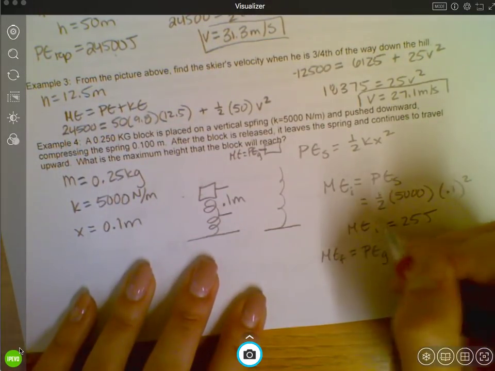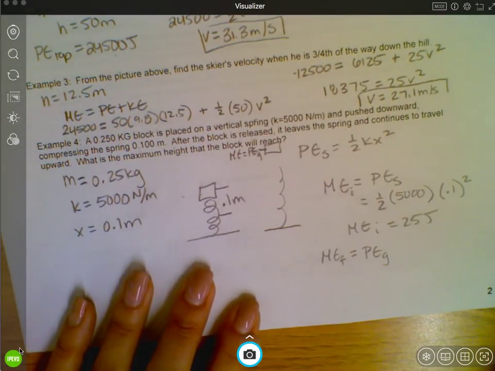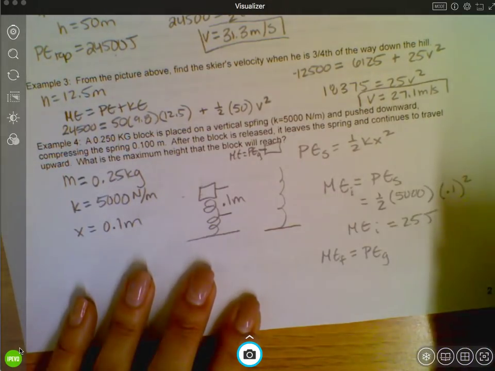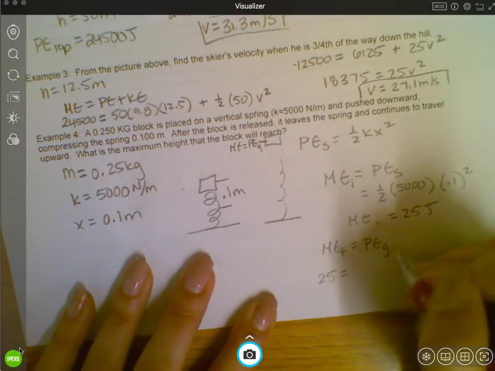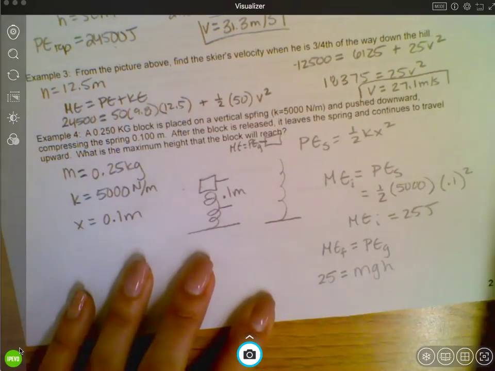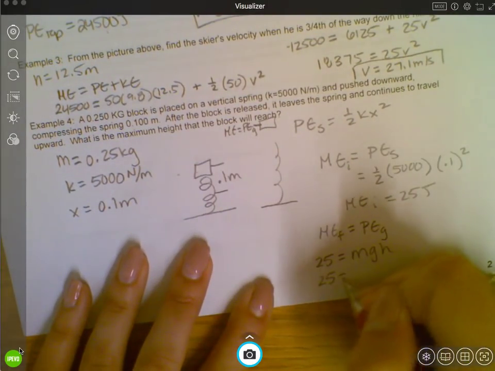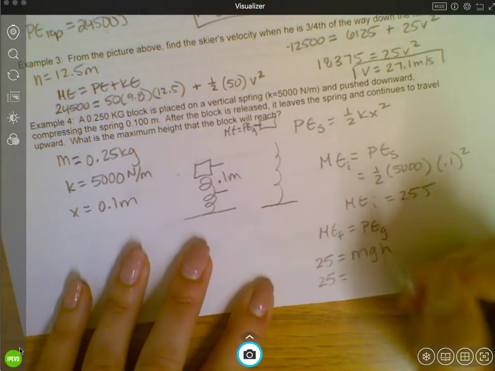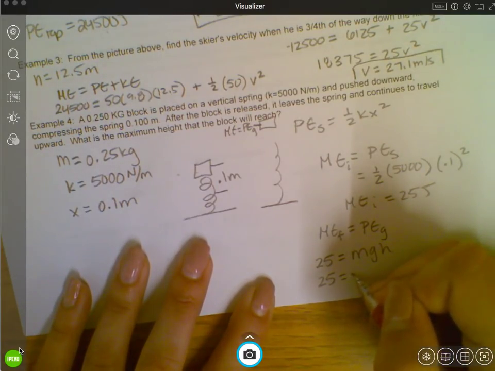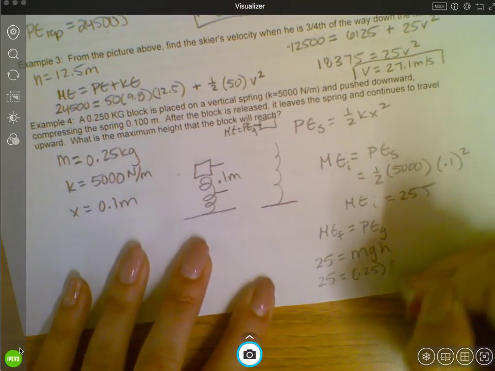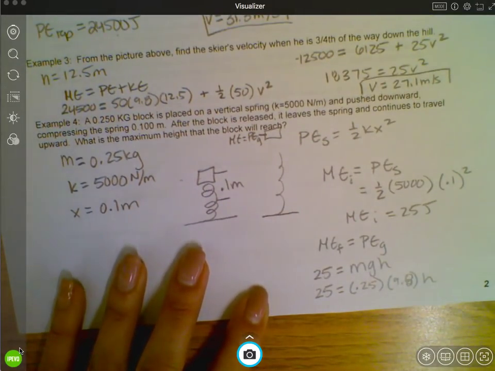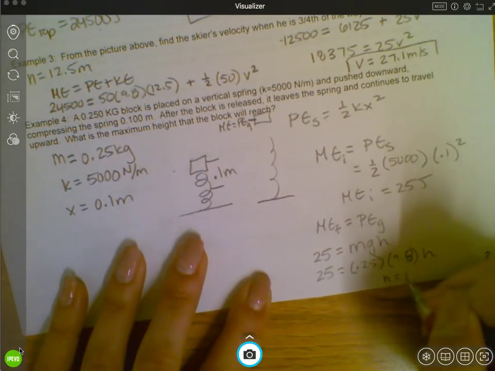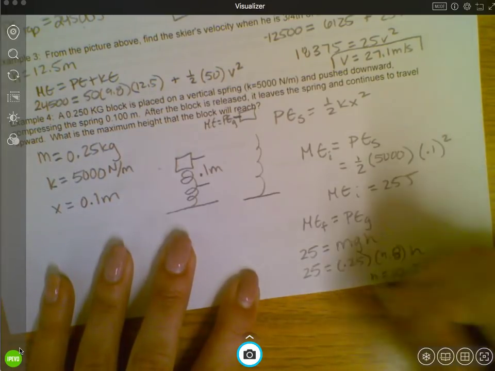Well, we know that the mechanical energy initial and the mechanical energy final have to be equal, because we can't lose or gain energy. So that means that the 25 has to equal the gravitational potential energy, which is mgh. So all that 25 joules of energy became gravitational potential energy. We are going to use the mass, which is 0.25 times 9.8 times the height. So 25 divided by 0.25 divided by 9.8 gives us a height of 10.2 meters.